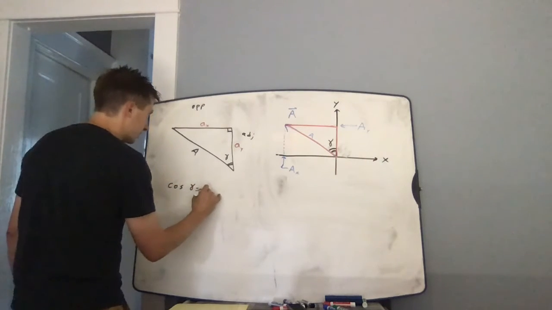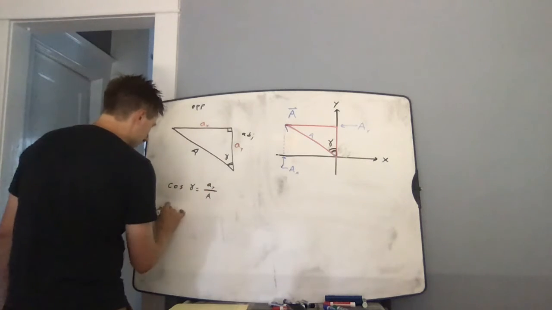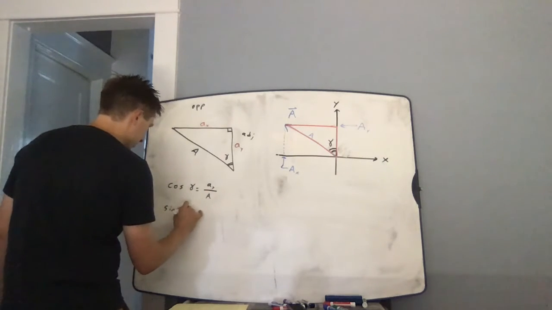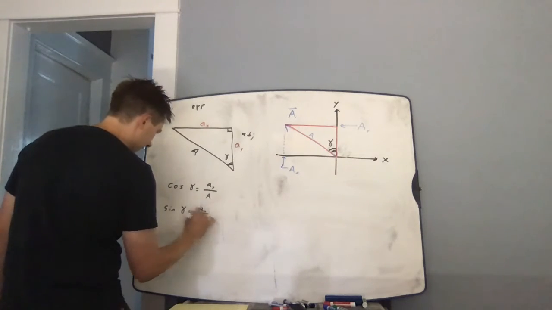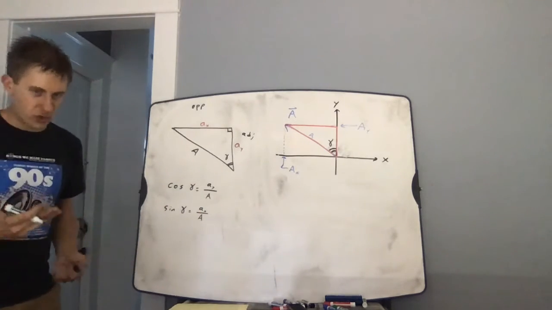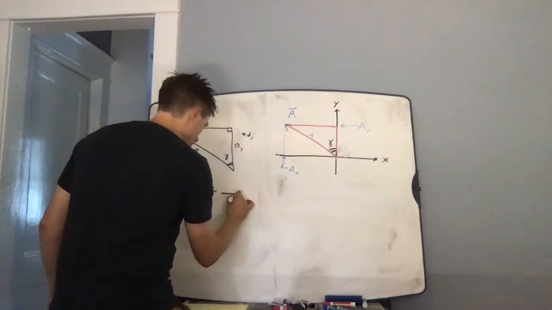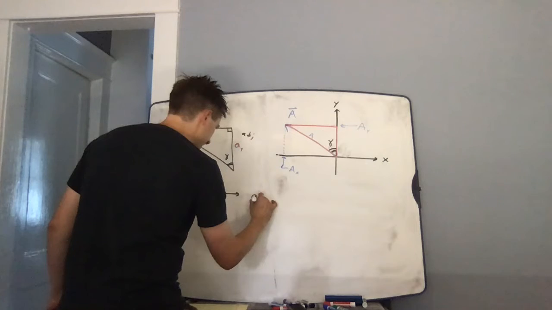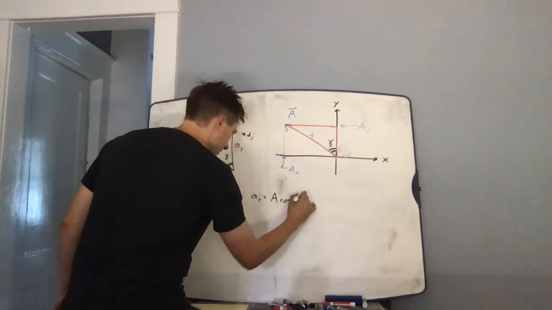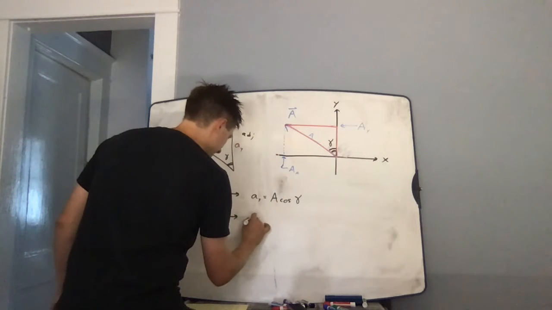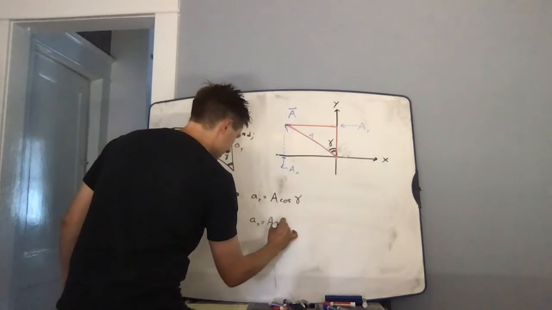Cosine of gamma is equal to lowercase ay over A. Sine of gamma is equal to lowercase ax over A. Now I could rearrange these terms, so I could say this will imply lowercase ay equals A cosine gamma, lowercase ax equals A sine gamma.